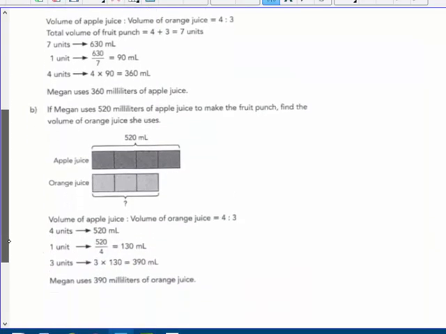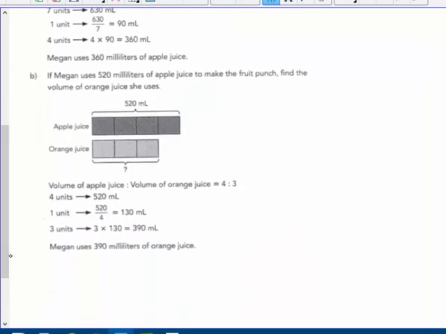If Megan uses 520 milliliters of apple juice to make the fruit punch, find the volume of orange juice that she uses. So they've changed the problem a little bit. Now you can see that only apple juice is the 520 milliliters, which is 4.